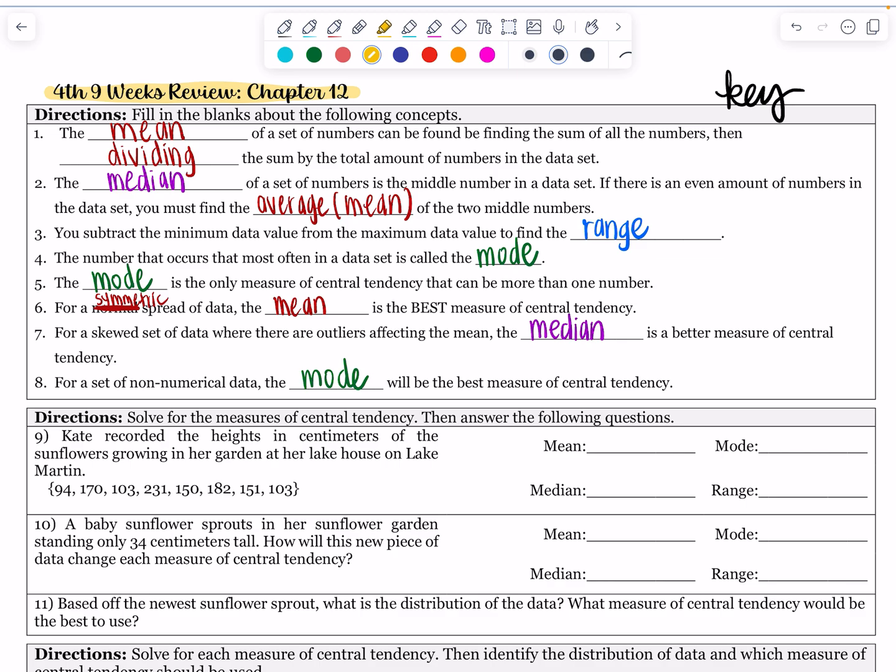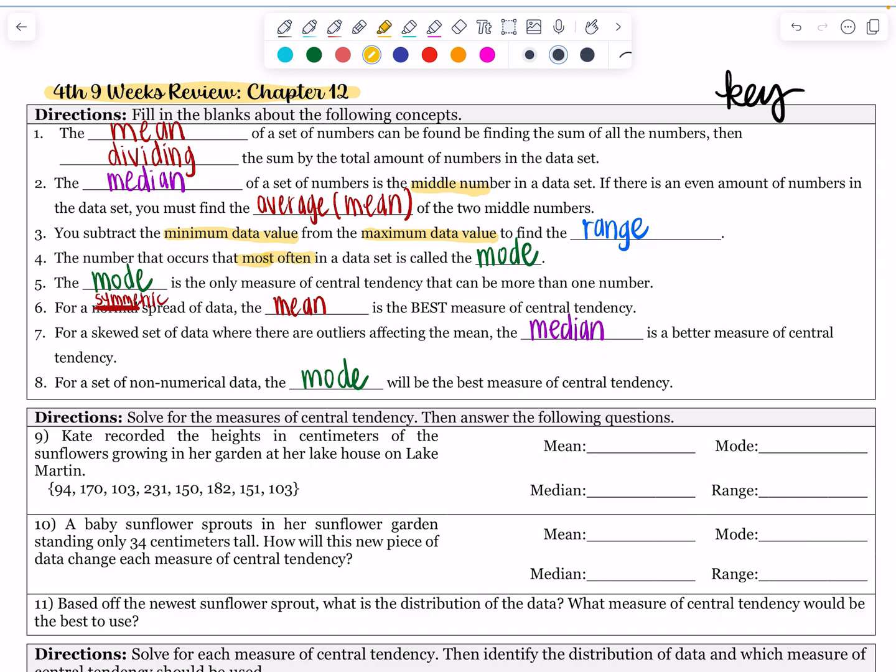So what is the median? While the mean is the average, the median is going to be the middle number. If there's an even amount of numbers in the data set, you must find the average of the two middle numbers. So if there's two numbers in the middle, just find the middle of those two. You subtract the minimum data value from the maximum data value to find the range. The number that occurs the most often is called the mode.